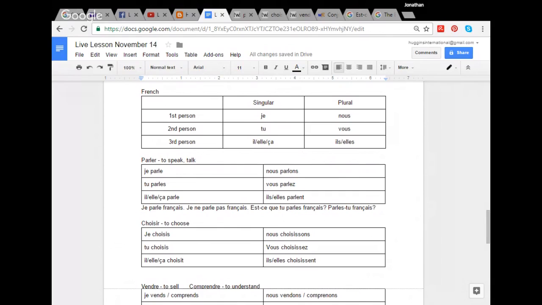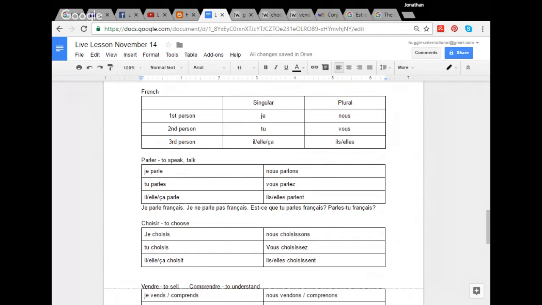Okay, so we're going to take a typical first group verb in French that ends with er: parler, which is to speak or to talk. I have je parle, so I take off the r and I just have the e ending. I have the es, and that is the informal singular you, tu parles. I have il, elle, and ça parle. So again, it's the same sound: parle, parle, parle.